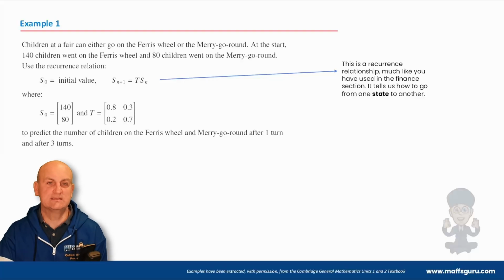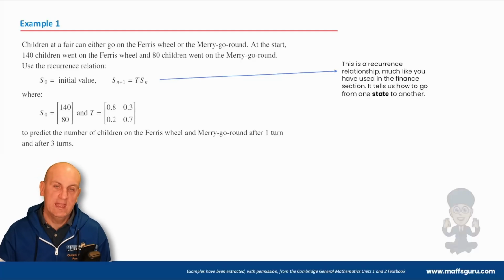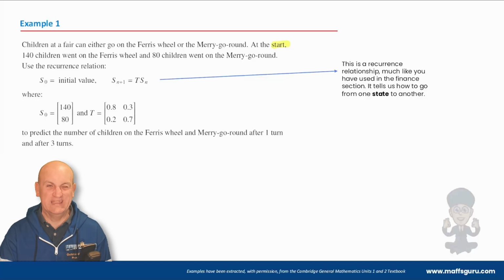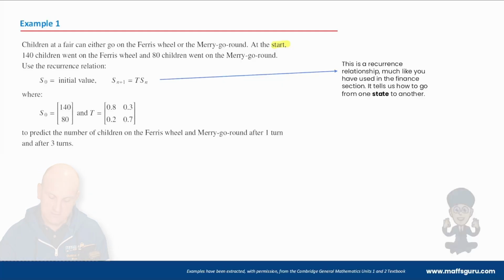So here is an example of a question that we can sort of deconstruct. Children at a fair can either go on the Ferris wheel or the merry-go-round. At the start, 140 children went on the Ferris wheel and 80 children went on the merry-go-round. Now again, here, the minute I see the word start, they're saying to me it's my initial state. Right, so I know my initial state's got to start with S0.